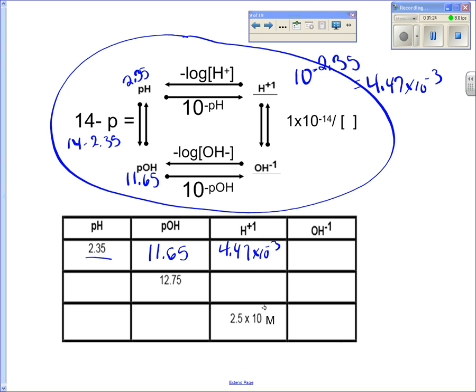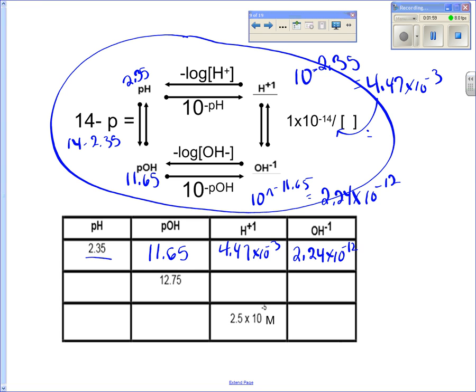And so then for the OH, I have some options here. I can go this way and do 1 times 10 to the minus 14 divided by this number, or I can go in this direction, and I think it's easier just to do 10 again to the caret negative 11.65. Again, I'm not allowed to have that. I know it's going to be something times 10 to the negative 12. I plug it in my calculator, and it tells me it's 2.24. If I went the other direction, I'd still get that also. So this answer is 2.24 times 10 to the negative 12.